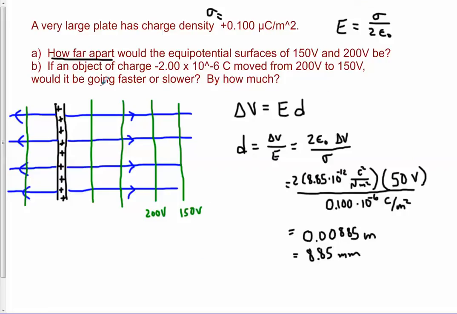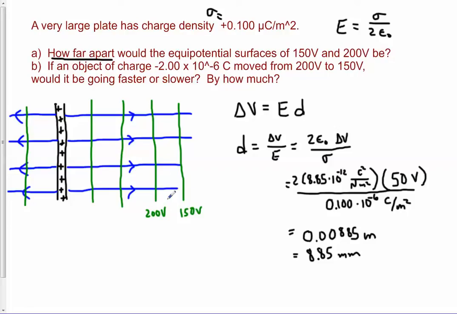Now question B. If an object of charge negative 2.00 times 10 to the negative 6th coulombs moved from the 200 volt to the 150 volt locations, would it be going faster or slower, and by how much? All right, let's answer the faster or slower part just qualitatively. Of course, when we get to the formulas, if we put in our correct negative signs the right way, then that'll tell us as well. But let's just think this through first before we get to the numbers.